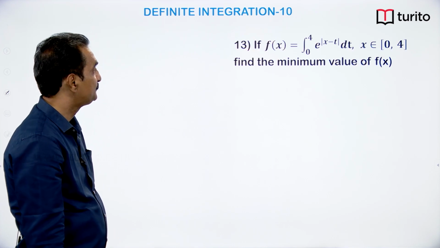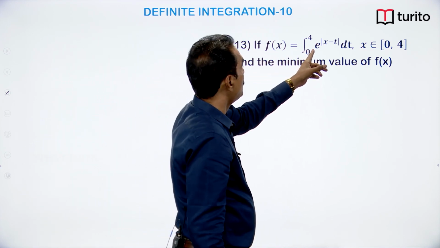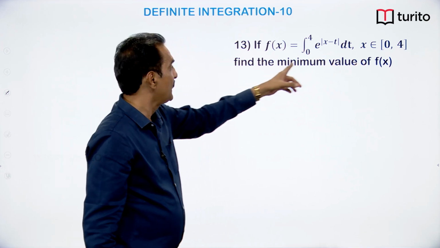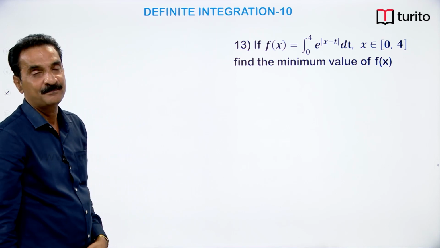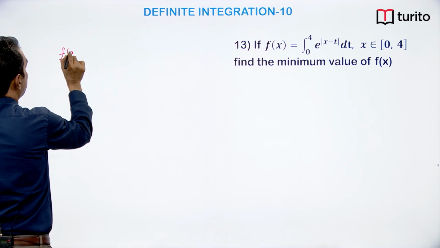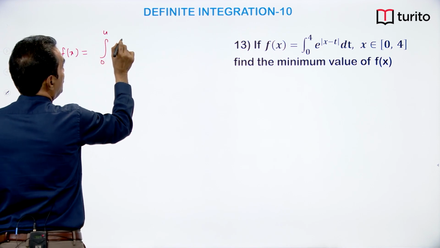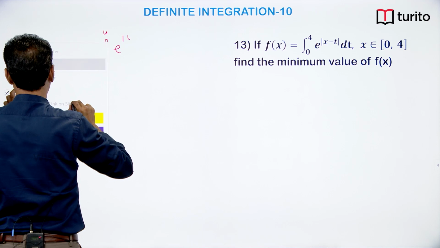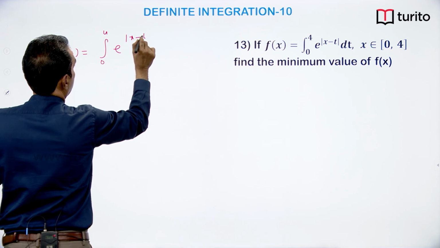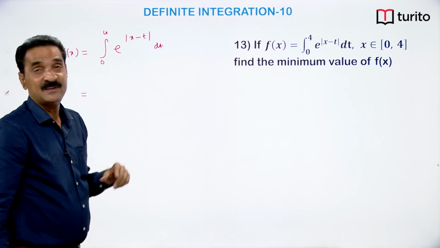Next question. If f of x is equal to integral 0 to 4 e power mod x minus t dt, where x belongs to 0 to 4, find the minimum value of f of x. First let us calculate that function. Integral 0 to 4 e power mod x minus t dt.